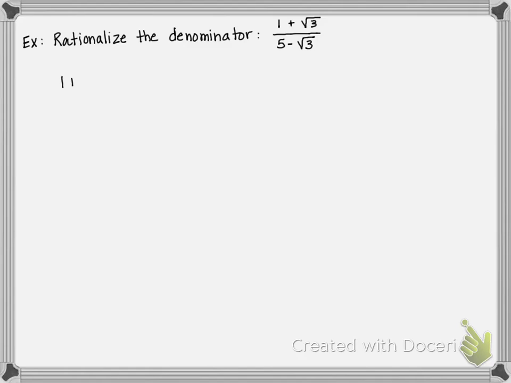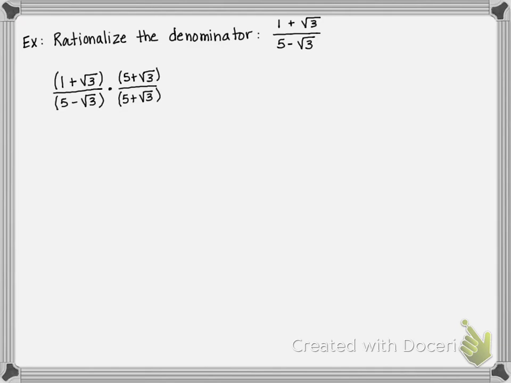So I'm starting with 1 plus the square root of 3 in parentheses on top, and then 5 minus the square root of 3 in parentheses on the bottom. I put those parentheses there because there's addition or subtraction, just like we did with rational expressions. So what should I multiply by? 5 plus square root of 3. Good. So 5 plus the square root of 3 over 5 plus the square root of 3, because that's the conjugate of my denominator.